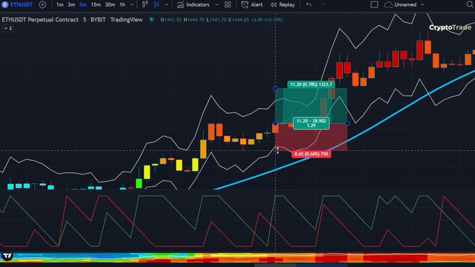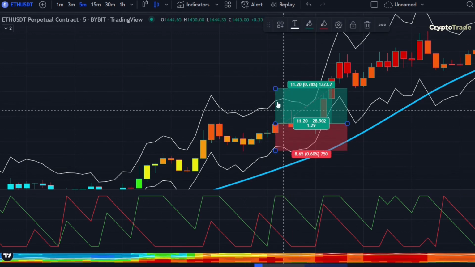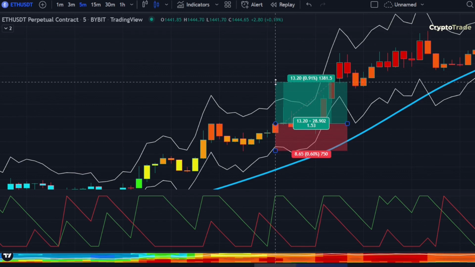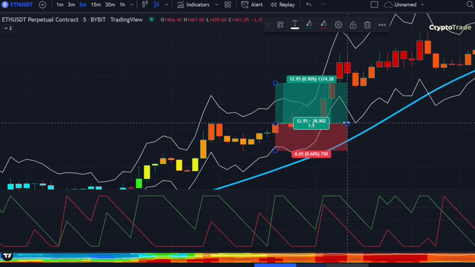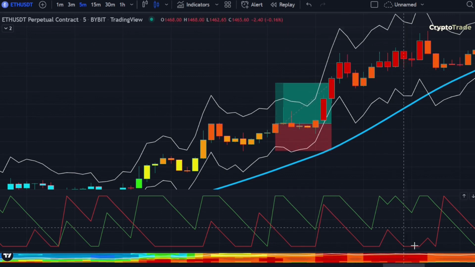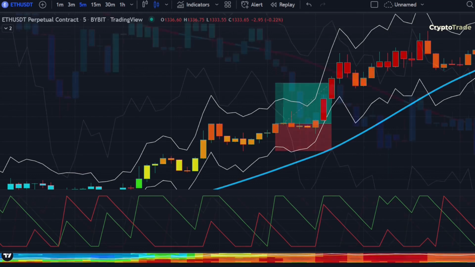Place the stop loss below the lower gray ATR line provided by the SSL HYBRID indicator. The risk-to-reward ratio will be set to 1 to 1.5. The market has reached the target and the trade has been successfully closed. Let's look for the next trade.